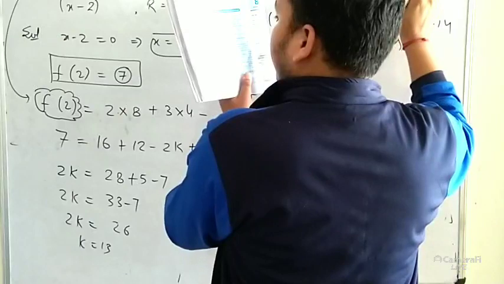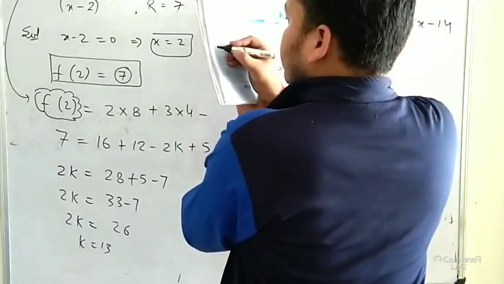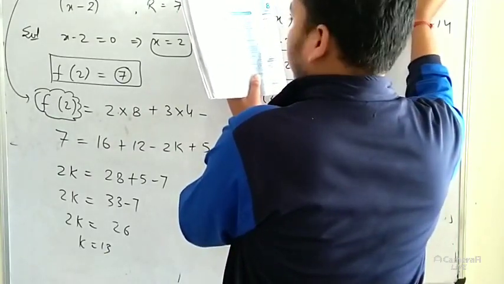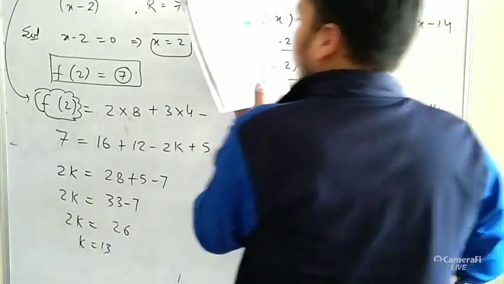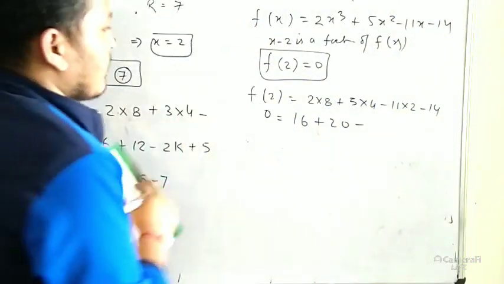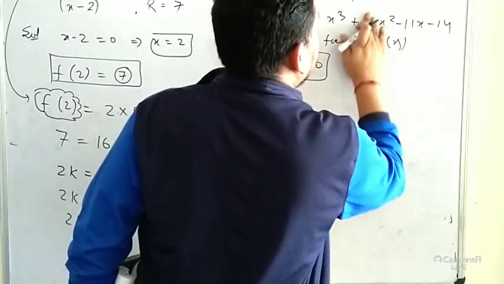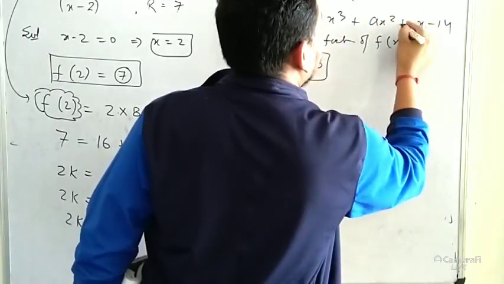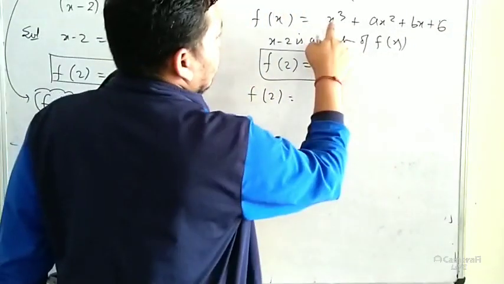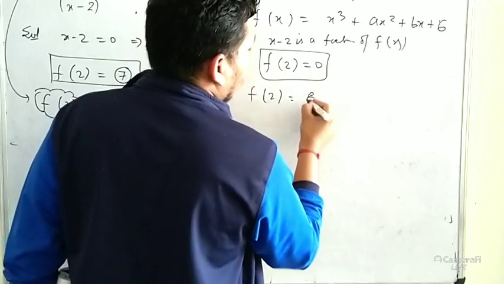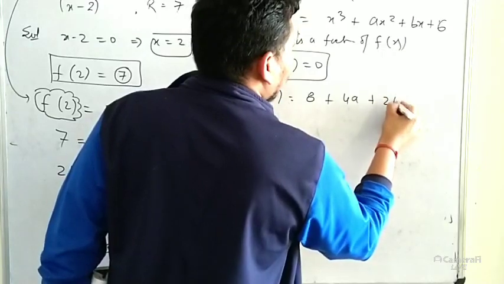This is question number 6. This is x cube plus ax square plus bx plus 6. It leaves a remainder, so it is changed here. Now substitute the value here, x cube plus ax square plus bx plus 6 is given. Substitute the value: 2 cube is 8, plus 2 square is 4, 4a, plus b, 2b, plus 6.